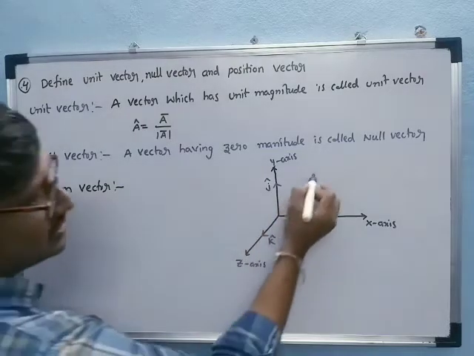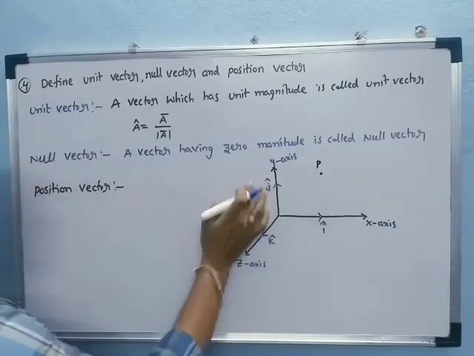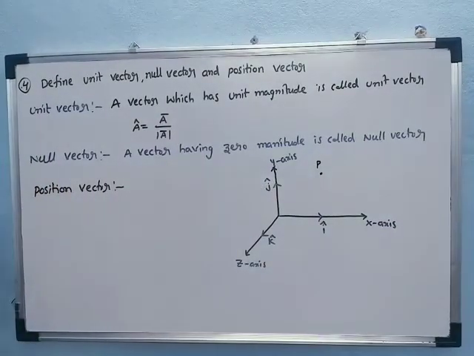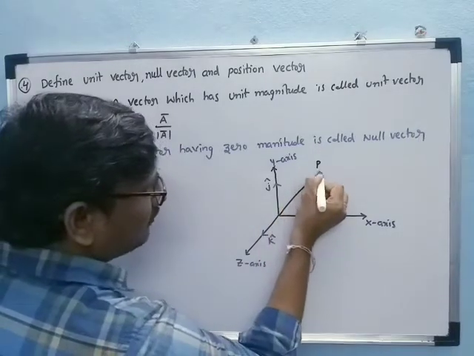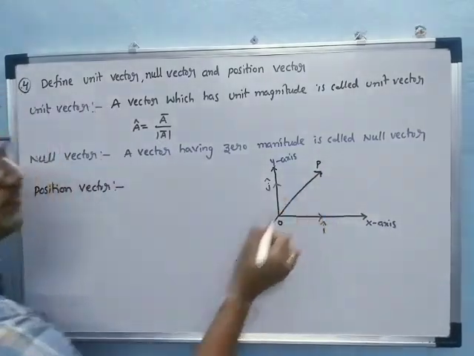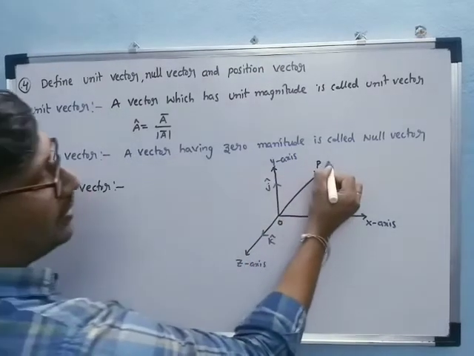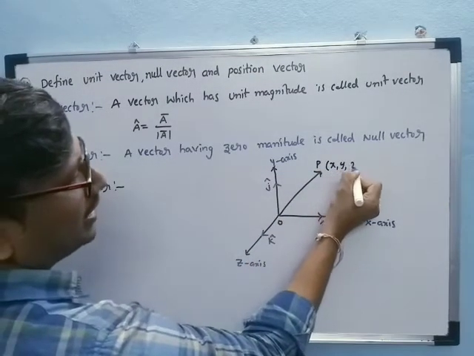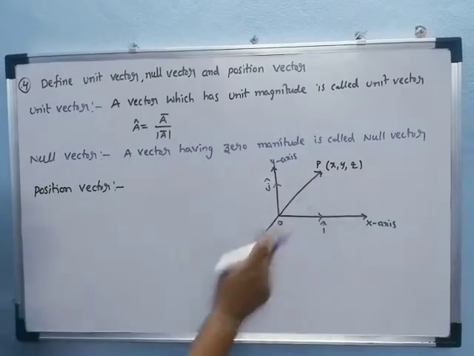And now we consider a particle P. The particle P is placed at x, y, z. Now we can draw the line from the origin to this point P. This is called the position vector. Now this particle P is at x comma y comma z. That is called the position vector.